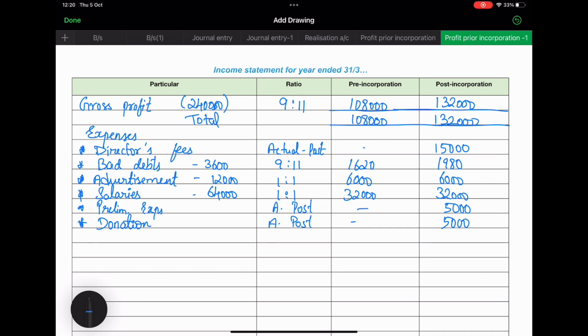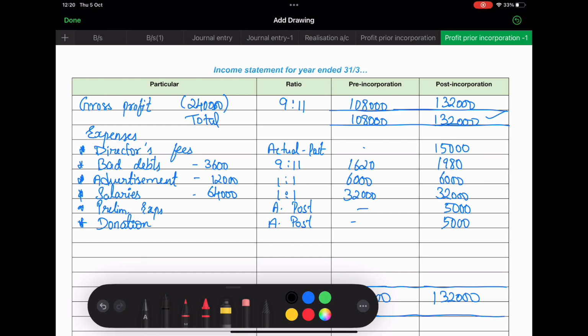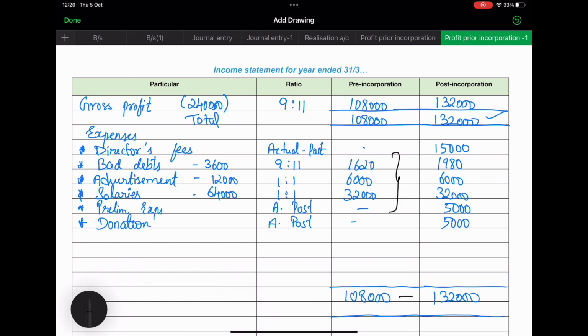Next step, we are going to write down the total here. Which total? The same total here, 1,08,000 and 1,32,000. We are going to deduct the above expenses from this total. Got it? So 1,08,000 minus 1,620 minus 6,000 minus 32,000. If you minus all these expenses, we will get 68,380. Got it? This is the value which we got in the pre-incorporation period. This profit will be transferred to capital reserve.